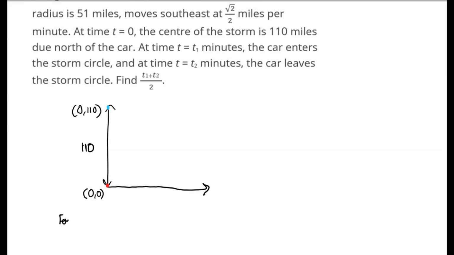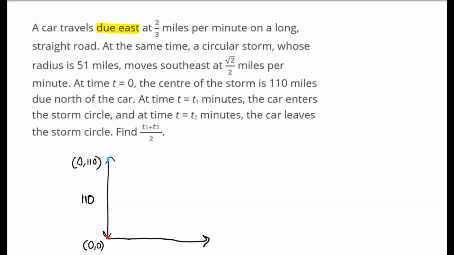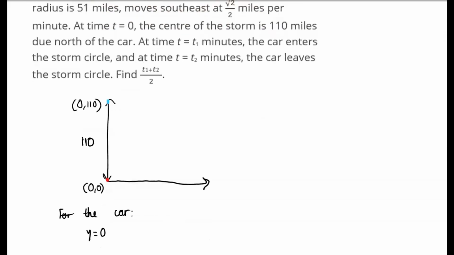So for the car, its y position is always going to be 0, since it's traveling due east. And since it's moving at 2/3 miles per minute, its x position is going to be 2/3 t.